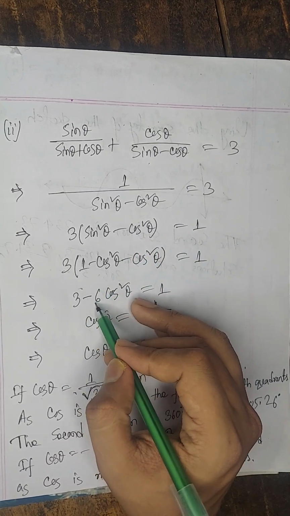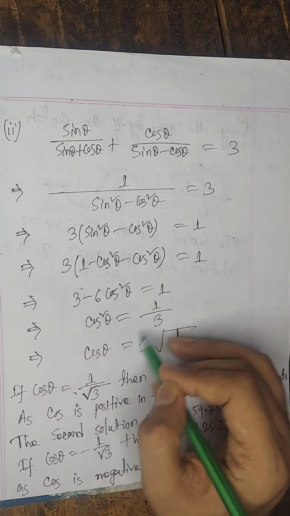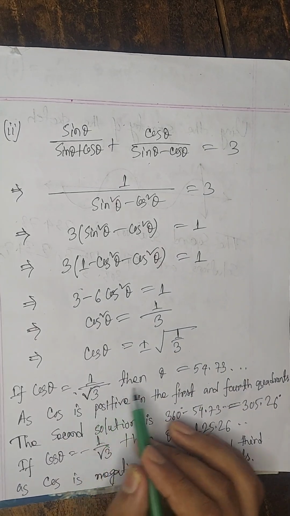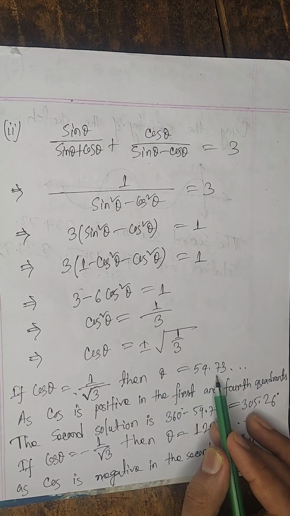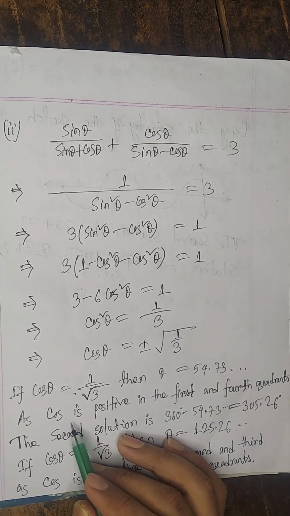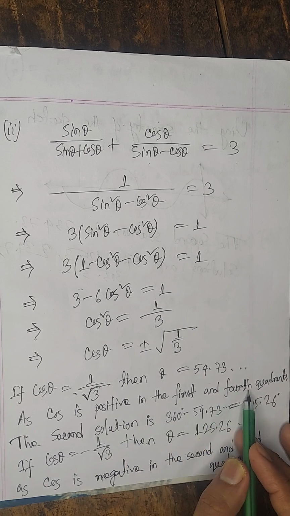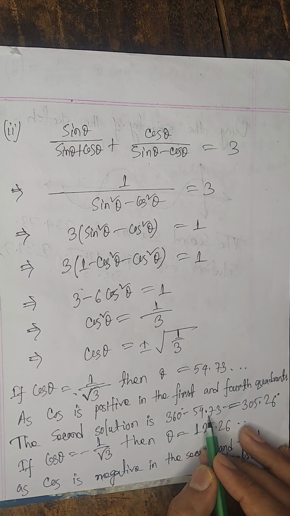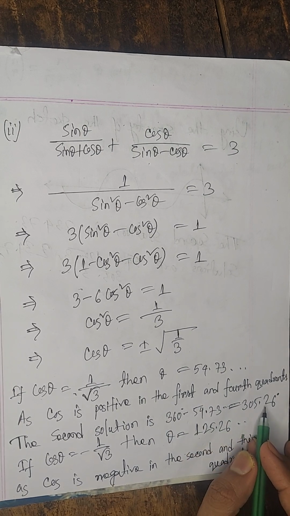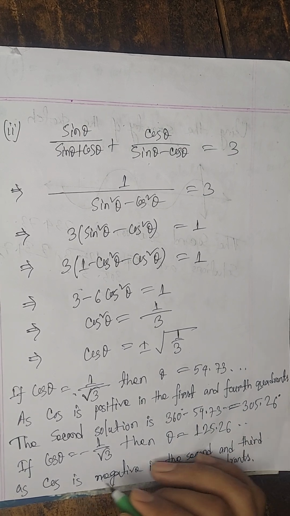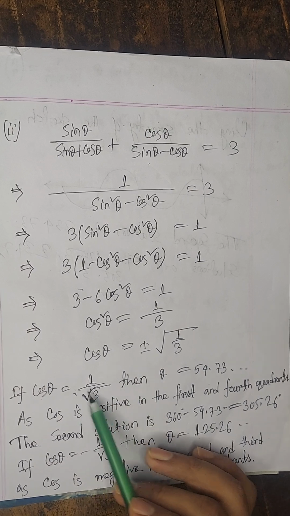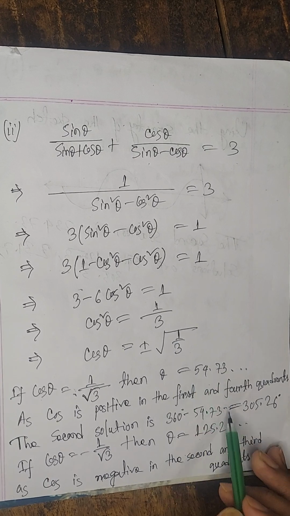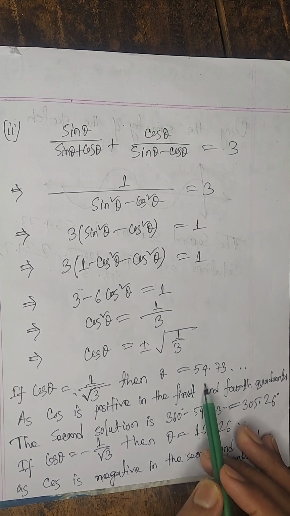We get 3 minus 6 cos²θ is equal to 1. So cos²θ is 1 by 3, cosθ equal to plus minus root over 1 by 3. If cosθ is positive, then we get θ equal to 54.73, and as cos is positive in the first and fourth quadrant, the second solution is 360 minus 54.73, which is 305.26. So when cosθ is positive, we get these two values for θ.